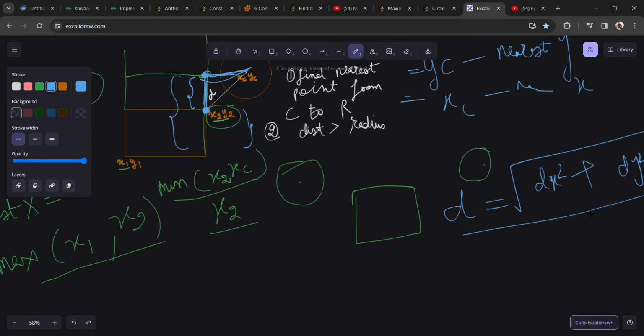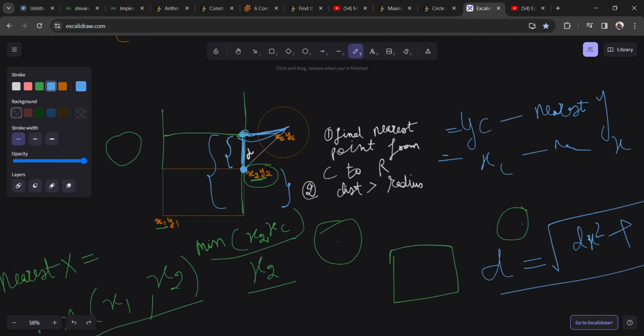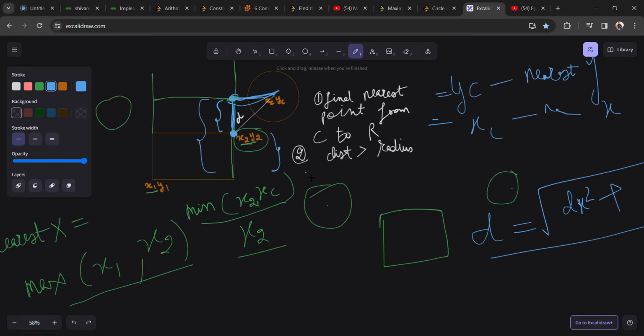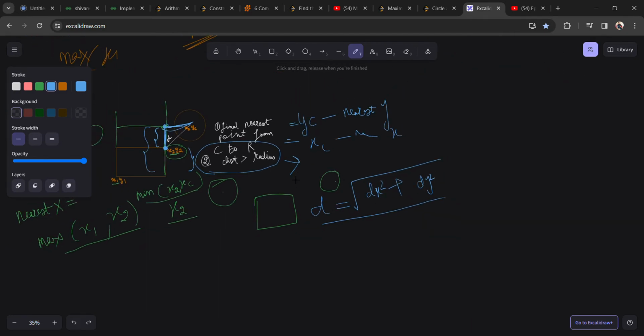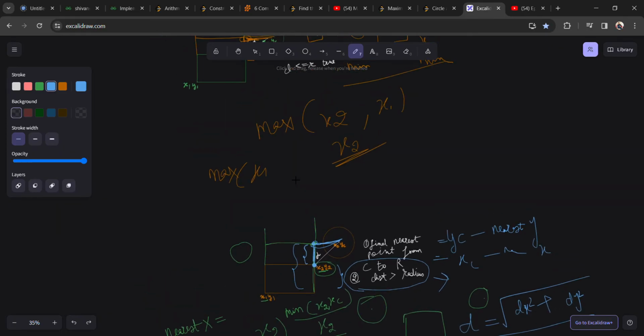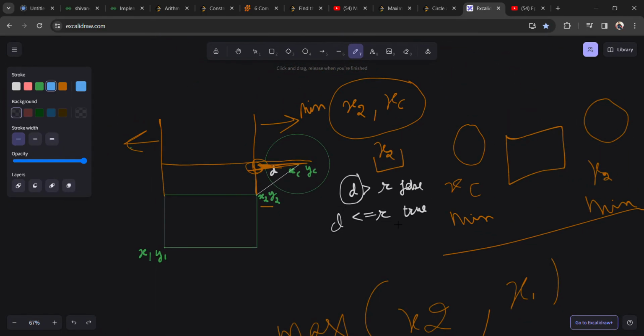After finding the distance, we just need to apply this condition. Oh, no, not this condition. Okay, yeah, I just need to apply this condition. If the distance is greater than my radius, then I can say return false. Otherwise, I will return true. So this is the simple logic behind it. What we are doing, just look over here again: we are just finding this particular distance from the nearest point to the center of the circle.